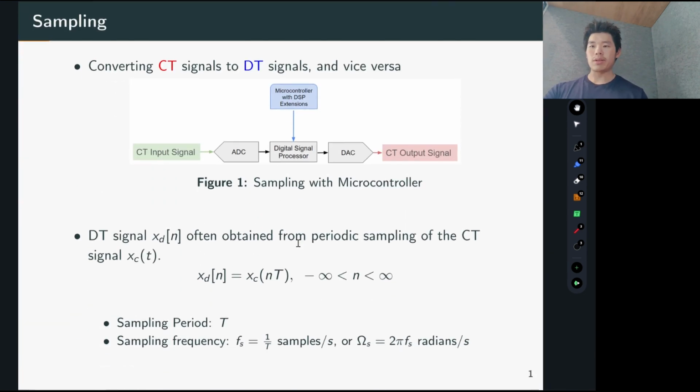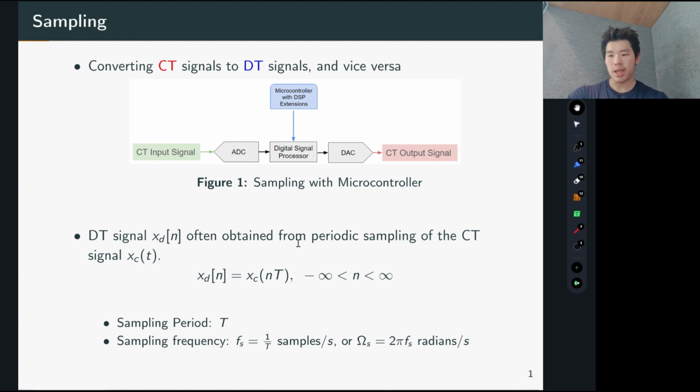So sampling. The whole idea of sampling is that we want to convert a CT signal to a DT signal, and also vice versa. In this block diagram, we can see that using a microcontroller, which is the ESP32, we run it through an ADC, an analog to digital converter. And then the ESP32 will do some signal processing in there. And then to get the output, we run into the DAC, the digital to analog converter.